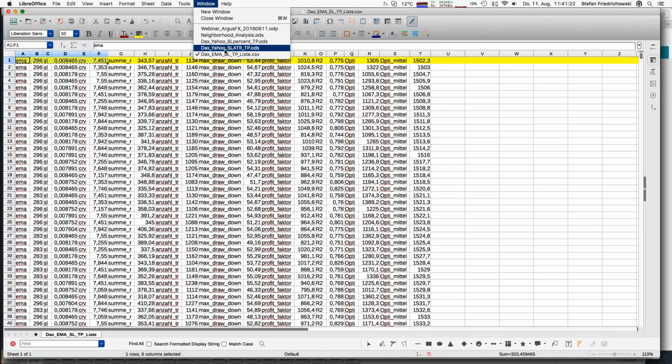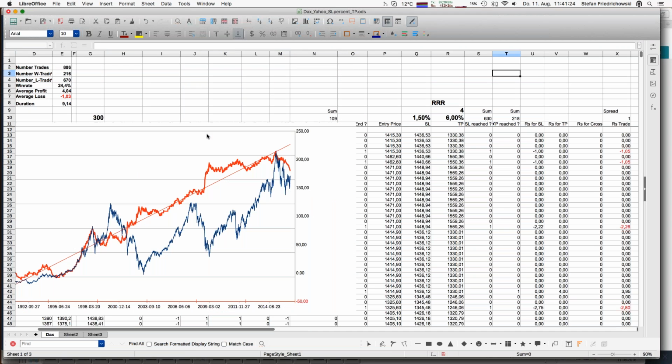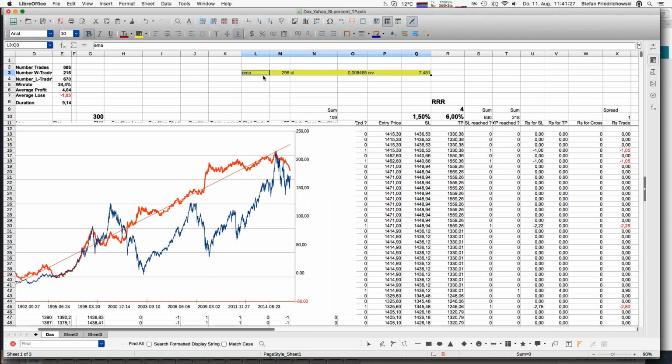So now what we can do is we can take those numbers and we can enter those numbers here. 296, and now you see the difference between calculating one equity curve and calculating 1 million equity curves. So that is the value for stop loss.